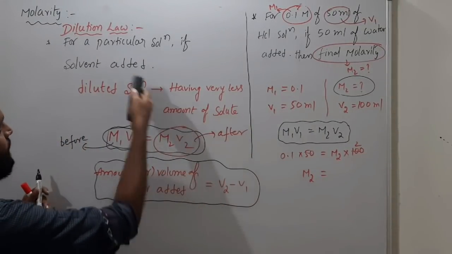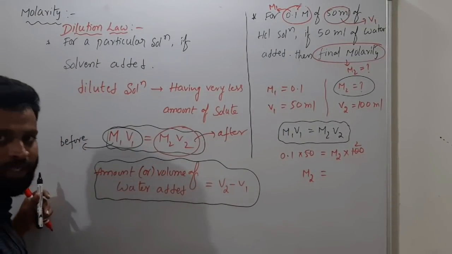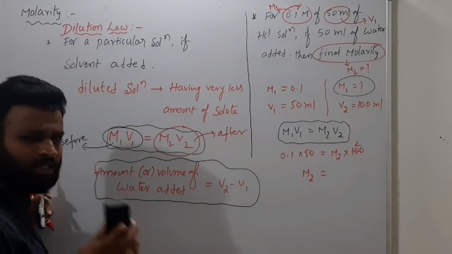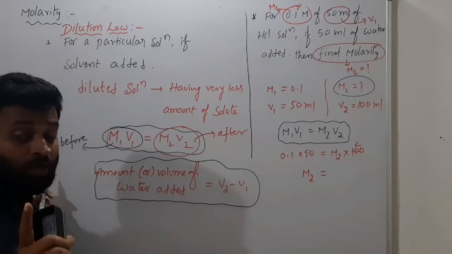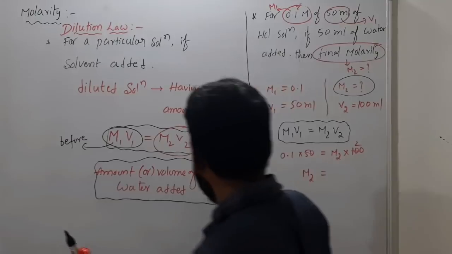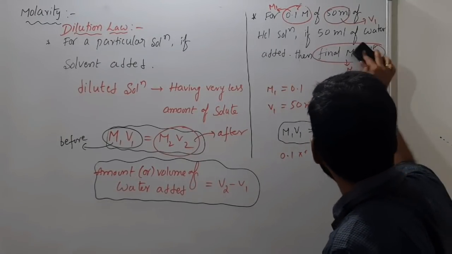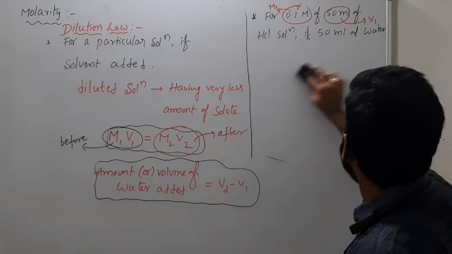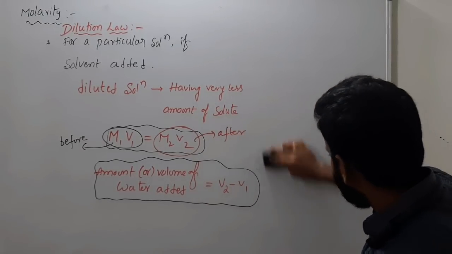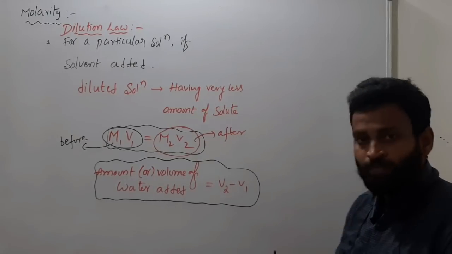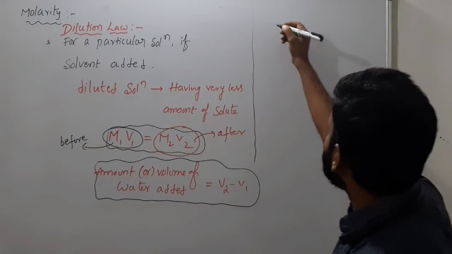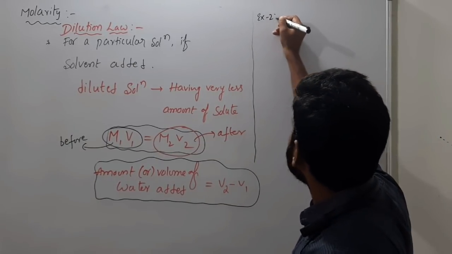So I was given one example for this. For dilution, how to understand? Some water or solvent is added, so what relation should strike in your mind? M1 V1 is equal to M2 V2. So remember this, the amount of volume added, so that you can understand one more numerical based on that. Okay, so let's see another example, example 2.